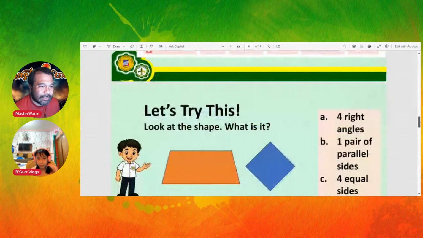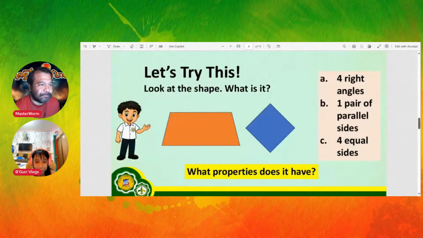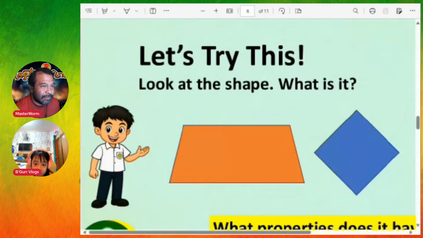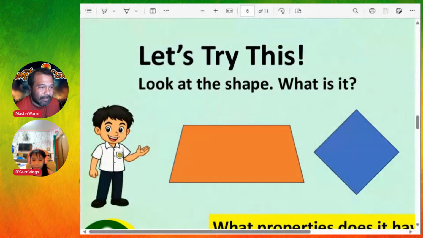So this is the picture here. Let's try this. Look at the shape. What is the one here in the orange, baby? Trapezoid. It's a trapezoid. And how about this one here, the blue? It can also be called a square or a diamond, right? But it's a square.